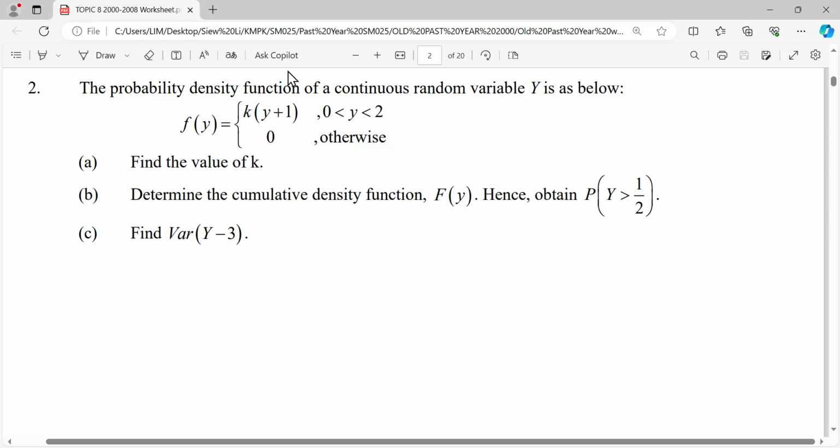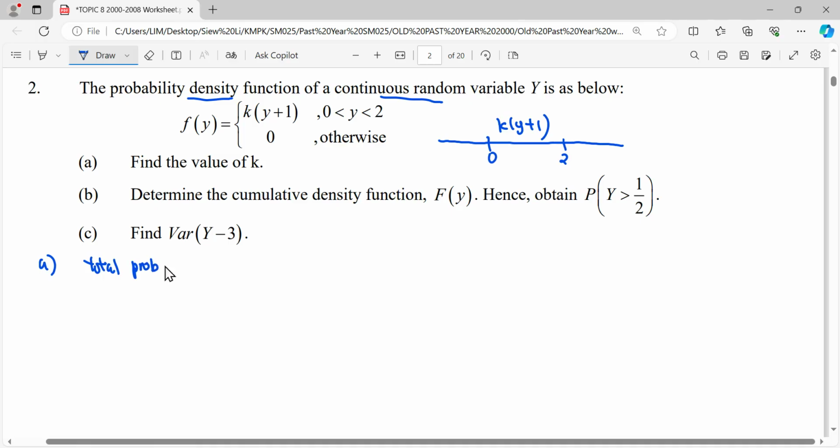Okay, so for this question, it said the probability density function for a continuous random variable. When we're dealing with a continuous random variable, we start with our interval. The interval here is only 0 until 2, which is k times (y plus 1), and given here is the probability density function f(y). For the first question, to find the unknown, we use the characteristic of a continuous random variable where total probability equals 1, meaning total area equals 1.